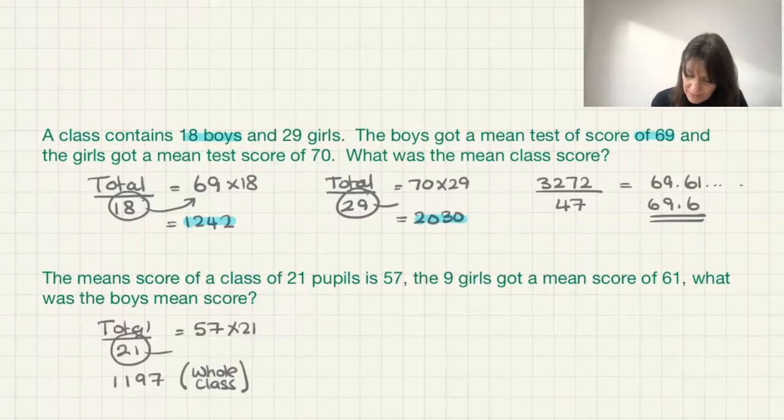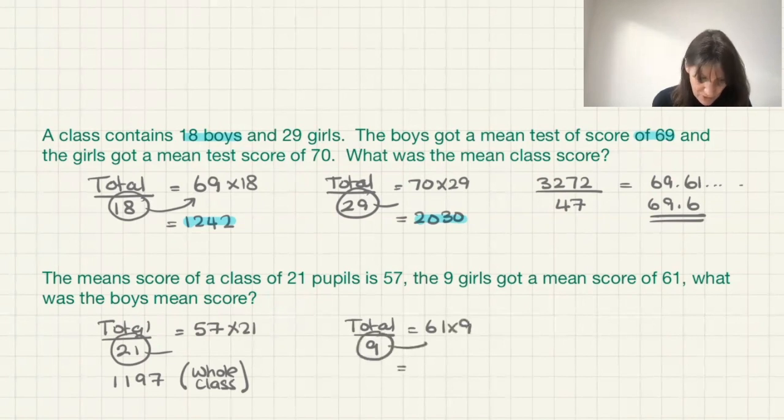They then start talking about the girls getting a mean score of 61. So there's a total that when it got divided by 9, gave a mean score for the girls. So we times that through, and the girls got 549. Okay, so that's my 9 girls.